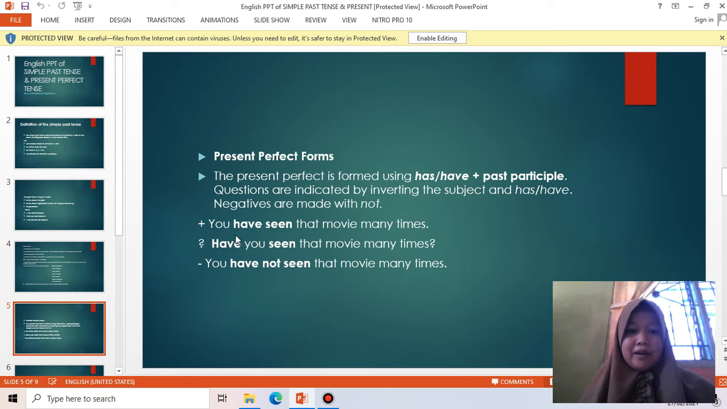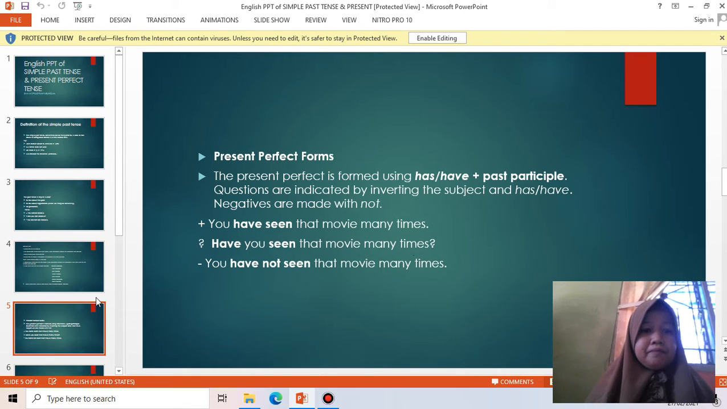As you see in this sample, you have seen that movie many times. It is the positive form. You have not seen that movie many times. It is the negative form. And the last, have you seen that movie many times? Of course, it is the interrogative form.